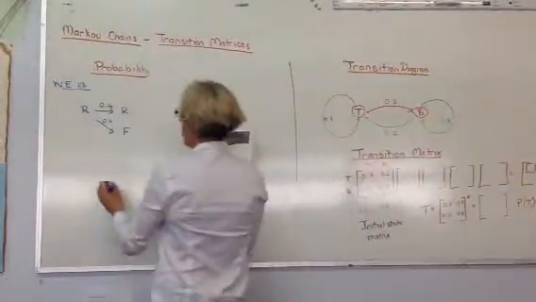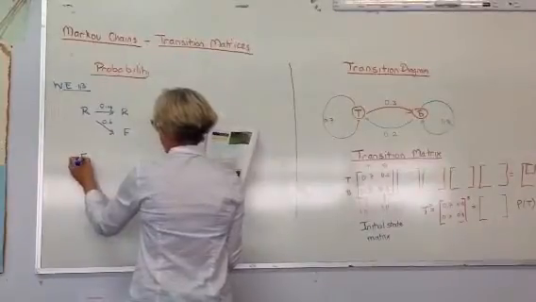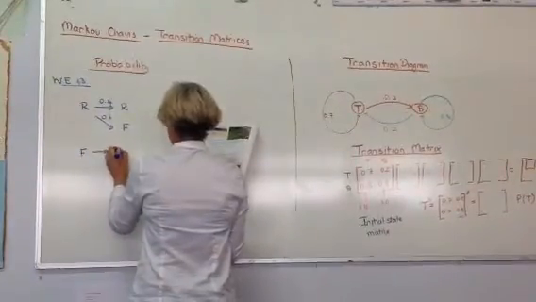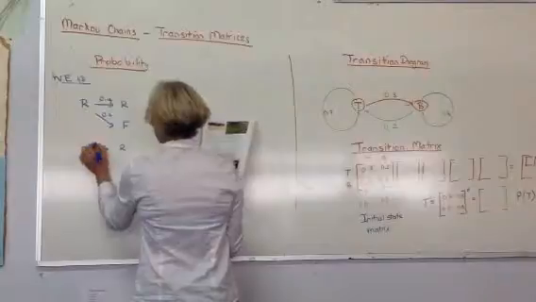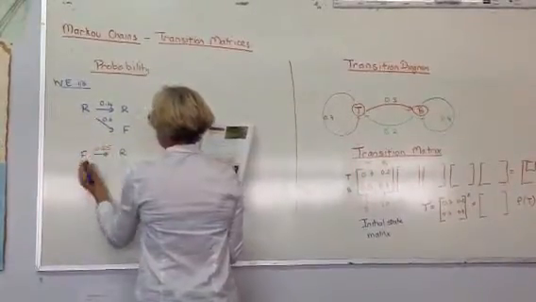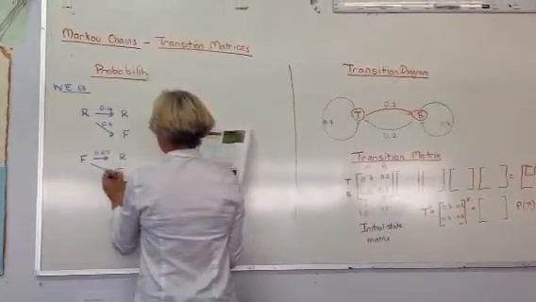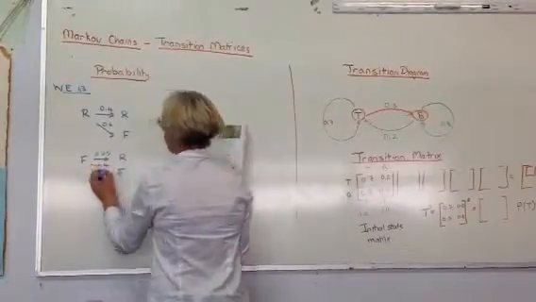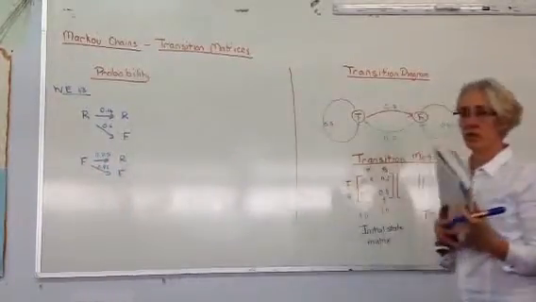Now, if it doesn't rain today, so if it's fine today, then the probability of it raining tomorrow is 0.25, which means that the probability of it being fine tomorrow is 0.75. So far, so good.